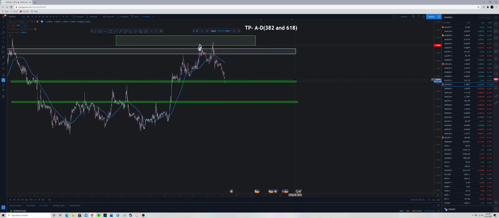But for me, I like to take my profits at the 382 level for pairs like these. But for more volatile pairs like GBP NZD or Euro NZD, those pairs will go crazy. They'll bust through the fibs like nothing. But for majors, because the majors are more manipulated, I just like to take my profits at that 382 fib.